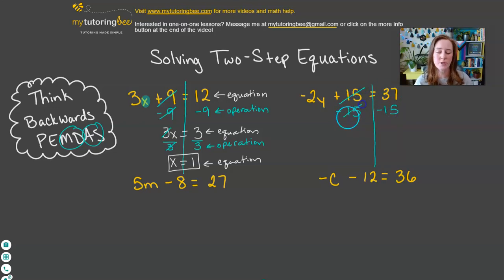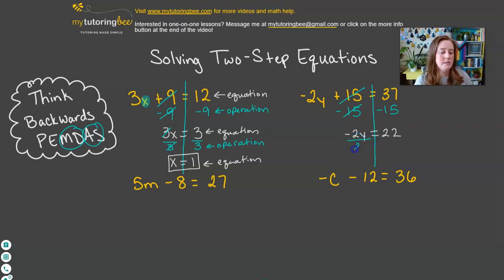So those 15s are going to cancel out. Let's see what we're left with. We've got a -2y equals, and then 37 minus 15 gives us 22. Okay, great. Now, again, let's take a look. Where's our variable? What's happening to it? It's being multiplied by a -2. So the opposite of multiplication is division.